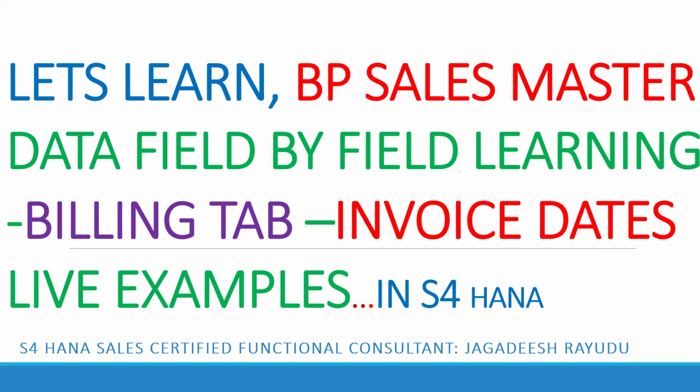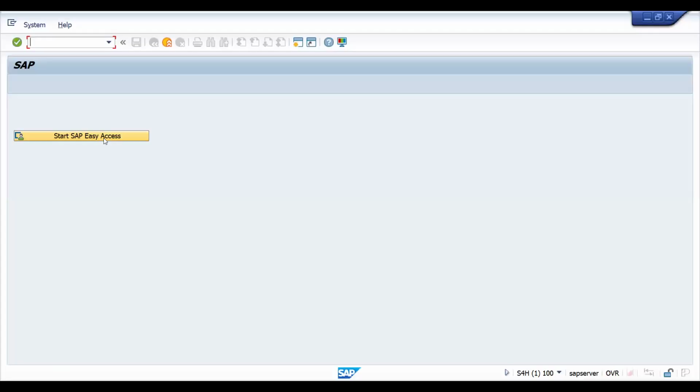And let's try to understand how invoice list date works with some live examples in the billing tab. Okay. So this is one of the key important fields, which you're supposed to learn from BP master data. Okay. So let's get onto SAP quickly and check what we can do further on this.